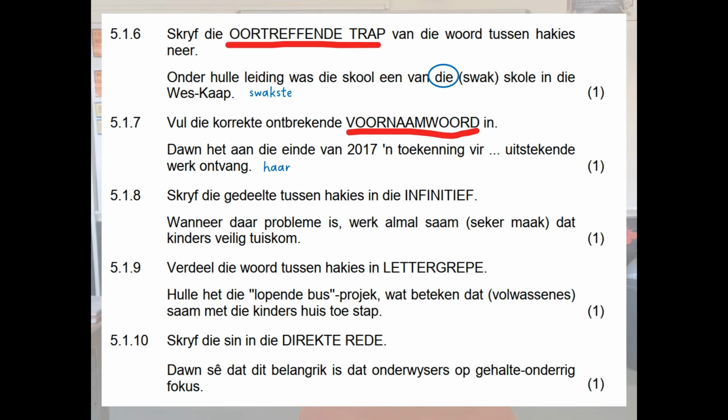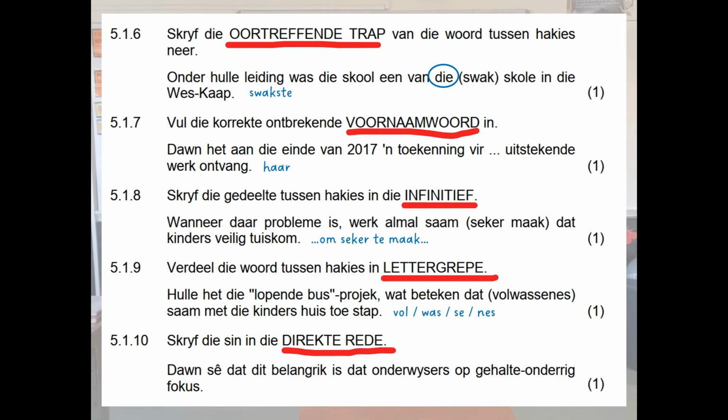5.1.8, you have to make an infinitive of this section here. Saam seker maak. It's going to be om seker te maak. Lettergrepe, it's your syllables. You have to use volwassenes and break it up into syllables. When it comes to lettergrepe, it has to be spelled correctly. It's klankgrepe, where you have to break it up into the way it sounds.